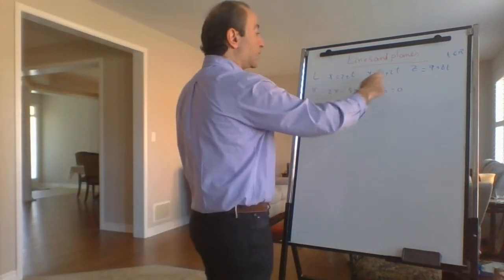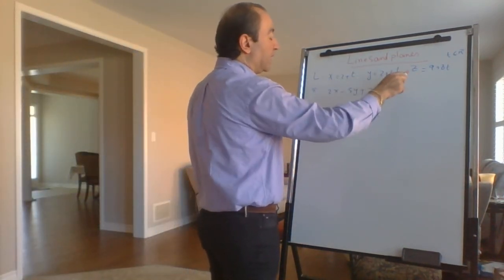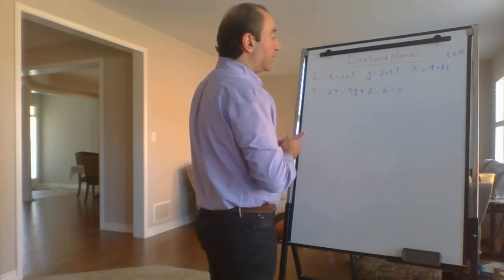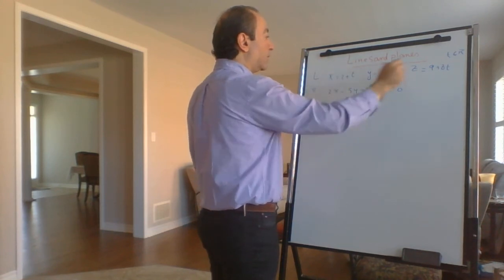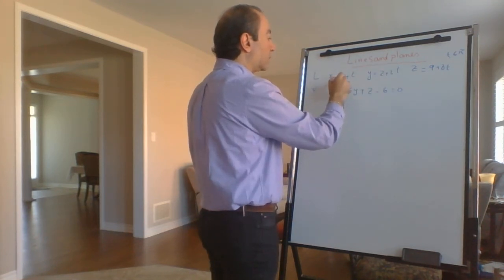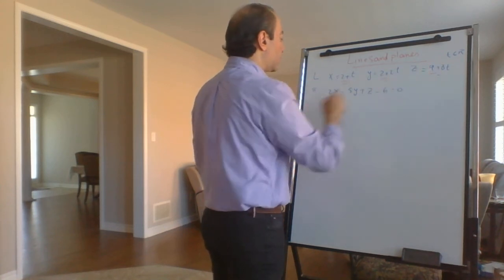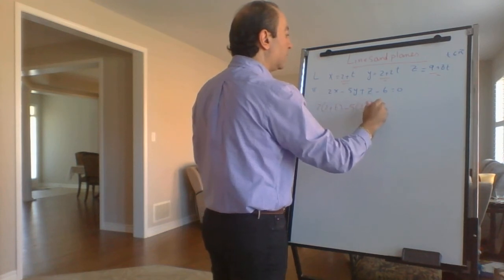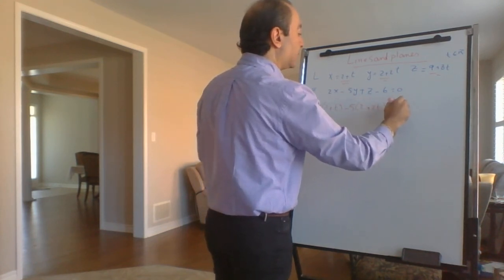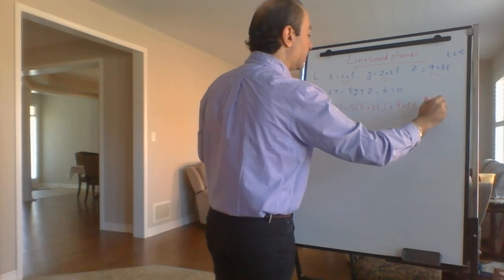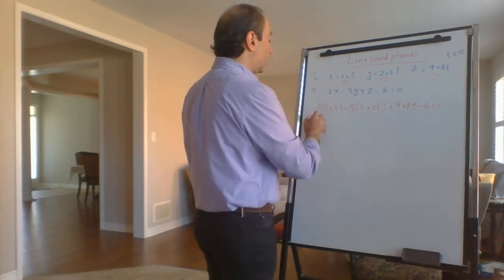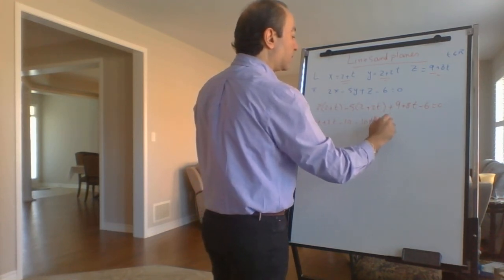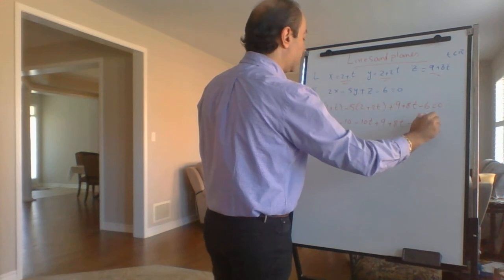Let's say the point is x, y, and z. The point will be common in the plane and the line. So I can use x, y, and z. Instead of that, I will put the parametric form of this point. So 2 times (2 plus t) minus 5 times (2 plus 2t), plus 9 plus 8t minus 6 equals 0. So 4 plus 2t minus 10 minus 10t plus 9 plus 8t minus 6 equals 0.